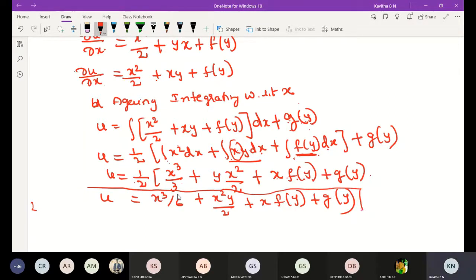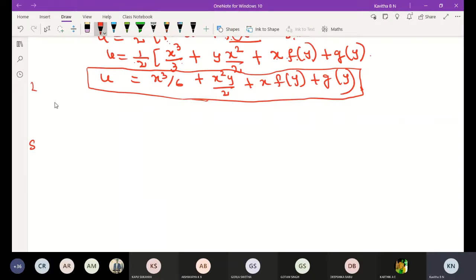I want to explain once again this problem. Amruta, Karthik, I'll take down the next problem.